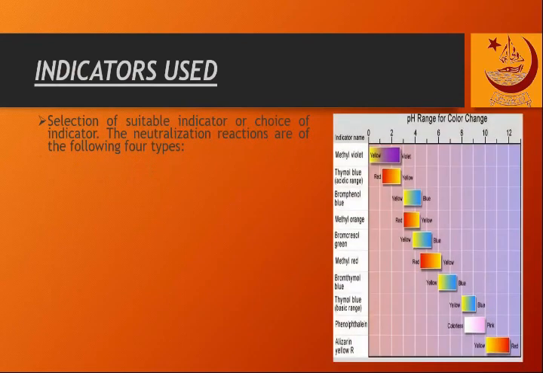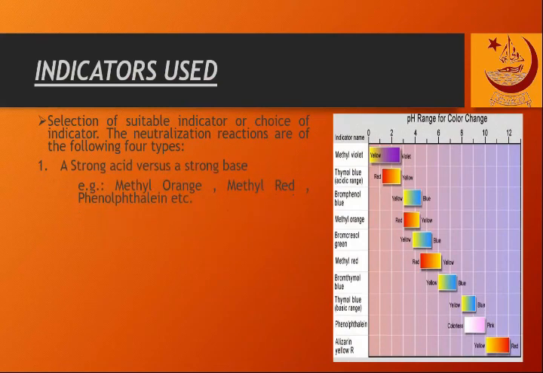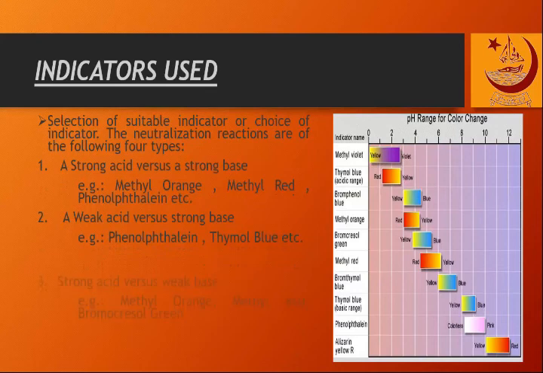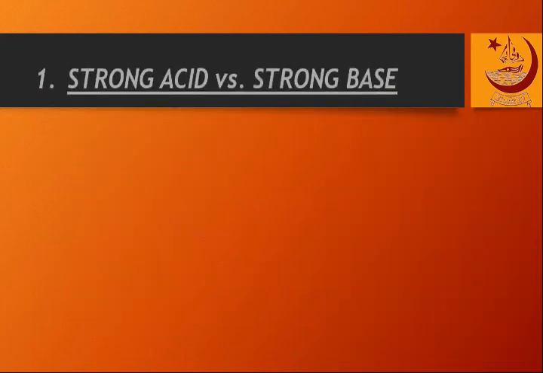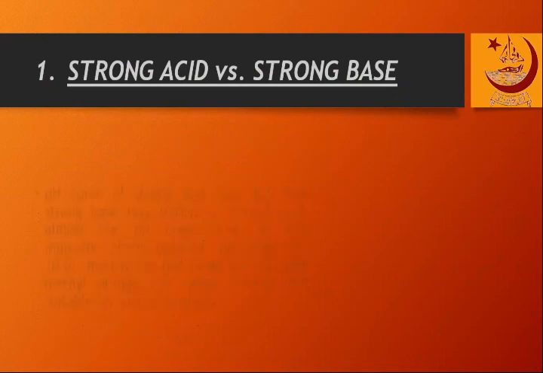The neutralization reactions are of the following four types. The first one is a strong acid versus a strong base. For example, methyl orange, methyl red, phenolphthalein, etc. Number second, a weak acid versus a strong base. For example, phenolphthalein, thymol blue, etc. Number third, strong acid versus weak base. For example, methyl orange, methyl red, bromocresol green. And number fourth, weak acid versus weak base. For example, mixed indicators.